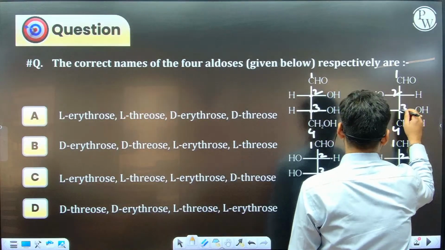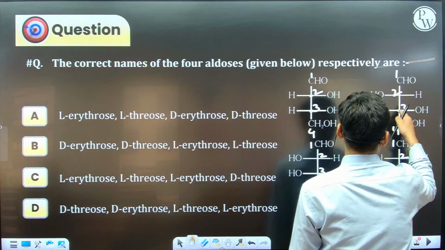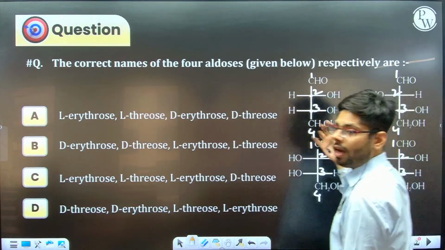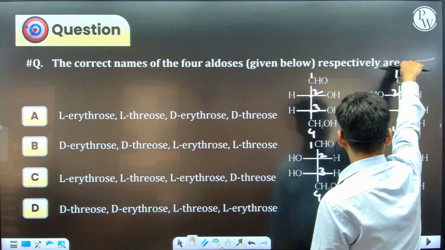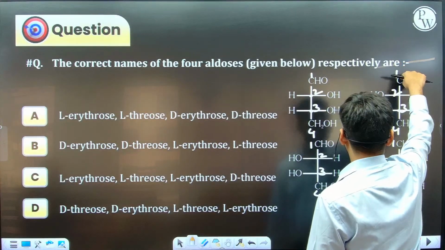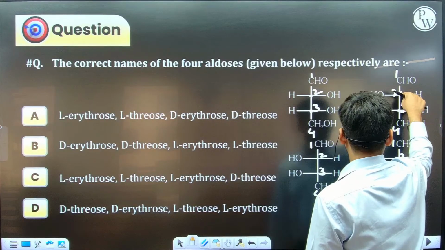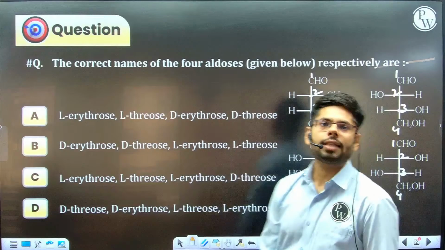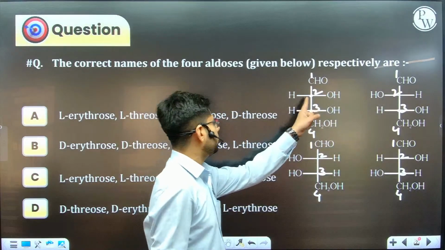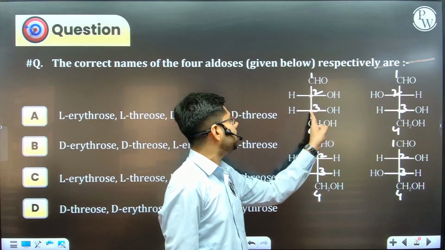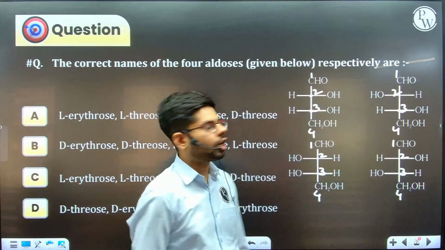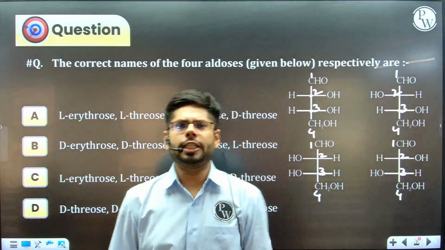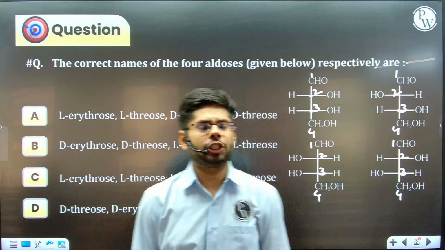Similarly, look at this. Again, this is the last chiral carbon here in the Fischer projection. Last, how do we say last? The first carbon is not chiral, but this is the chiral carbon. That means the second carbon is the first chiral carbon, the third carbon is the last chiral carbon. Similarly here also, the second carbon is the first chiral carbon, the third carbon is the last chiral carbon. You have to look at the last chiral carbon in the Fischer projection in order to figure out whether the configuration is D or L.